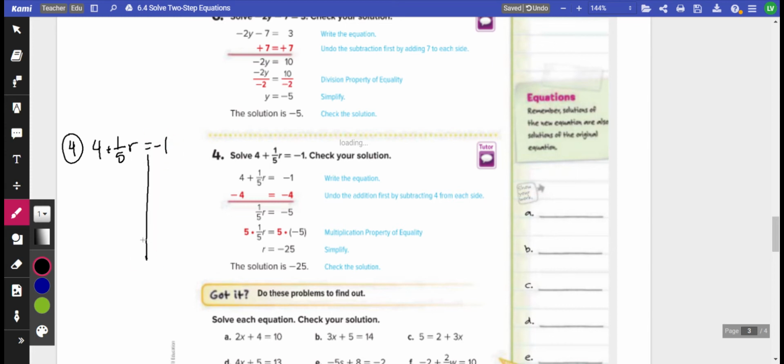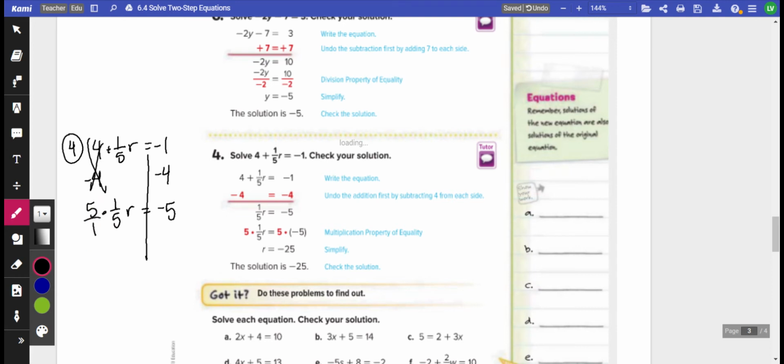I'm going to extend my equal sign. I want to get my 4 to the right side. And in order to do that, I need the 0 pair. So I'm going to subtract 4 from both sides. I have 1/5 r equals negative 5.